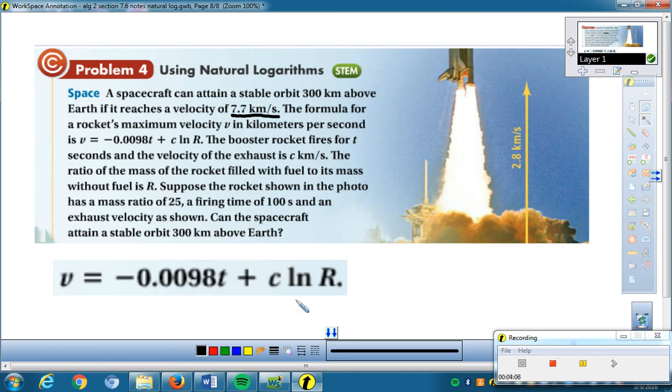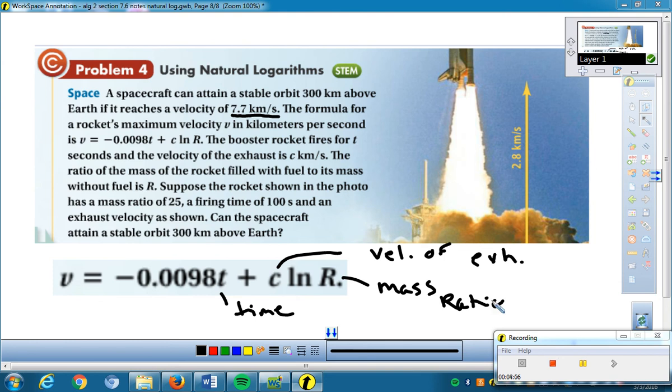So now we need to know what those letters are. The booster rocket fires for t seconds, so t is time. And the velocity of the exhaust is c kilometers per second, so this is velocity of exhaust. The ratio of the mass of the rocket filled with fuel to its mass without fuel is r, so this is the mass ratio.